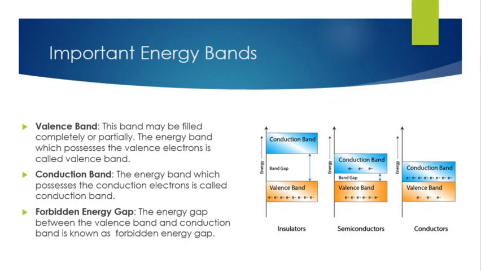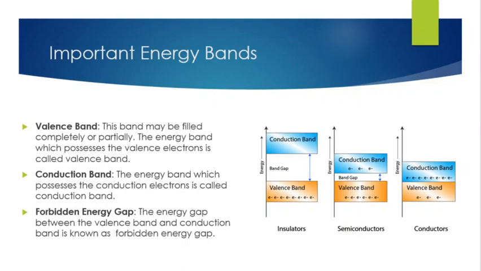And there is a term, we call it the forbidden energy gap, or simply energy gap. The energy gap between the valence band and conduction band is known as the forbidden energy gap. This energy gap is different in all three materials. In an insulator, it is very large. In semiconductors, it is not too much, but there is some energy gap. And in conductors, the conduction band and valence band overlap each other.